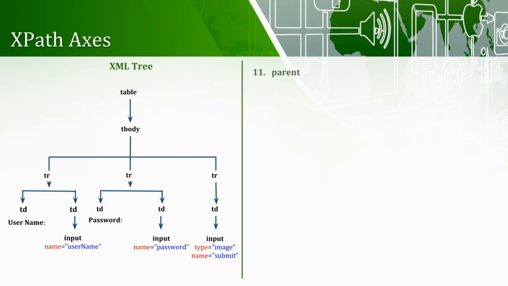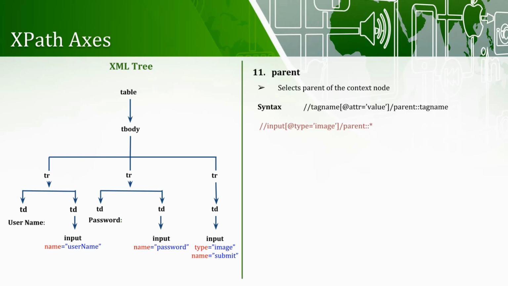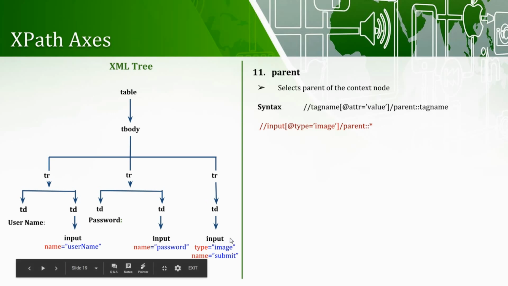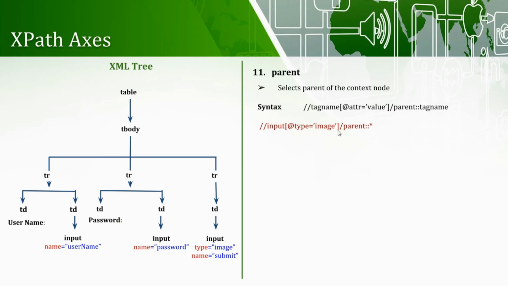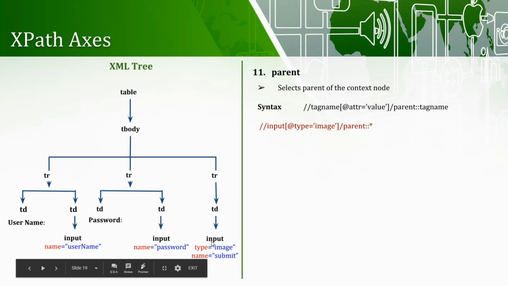The next XPath axis is parent. As the name indicates, it will select the parent of your current node. The syntax is /tagname[@attribute='value']/parent::tagname. Now let's see the example. Here I'm saying /input. So there are 3 input nodes. And then I'm saying @type equals to image. So this is the node that satisfies the condition, and this submit button node will act as your current node.